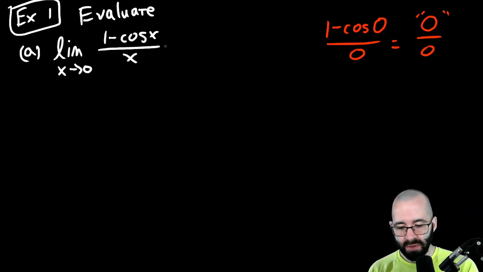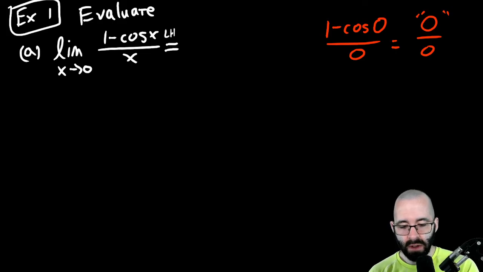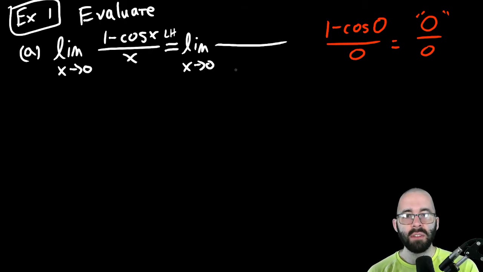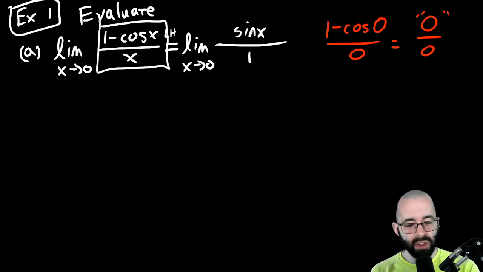So L'Hopital's rule. A lot of times what we'll do is write an equals sign with LH on top. This is not necessary, but it's very helpful to show that we are indeed using L'Hopital's rule. So this is going to be the same as the limit of their derivatives. Well, the derivative of the bottom is 1, and the derivative of the top is positive sine of x. The derivative of negative cosine is positive sine. Notice that we're not taking the derivative of the whole thing. The derivative of the whole thing would require the quotient rule.